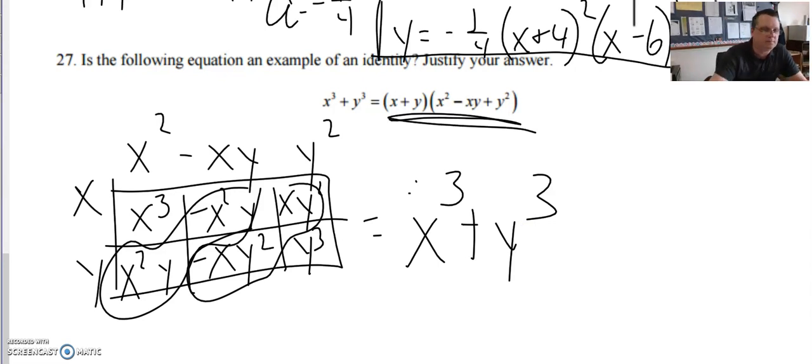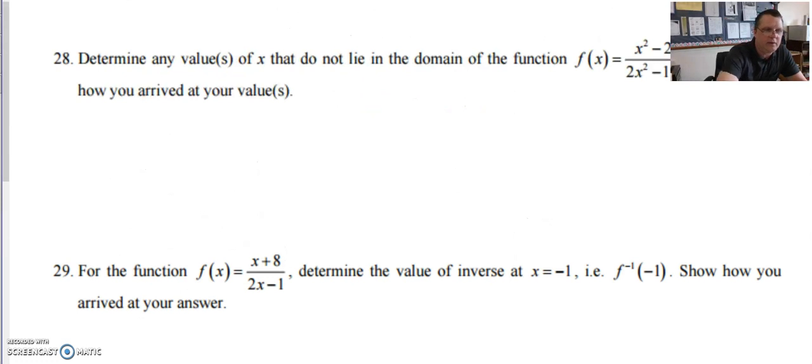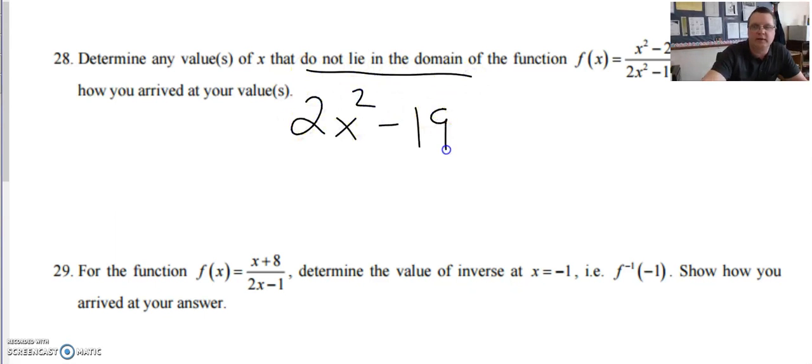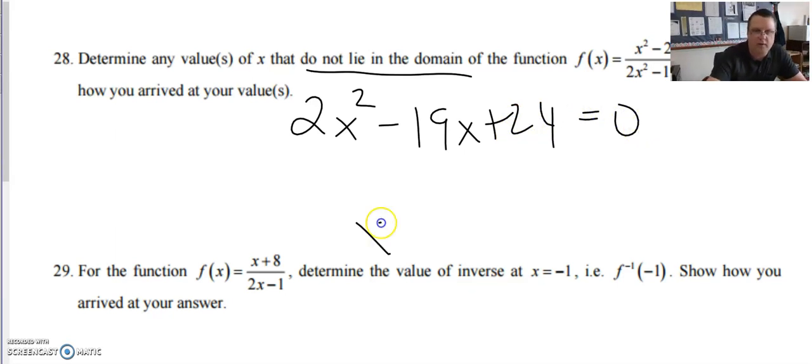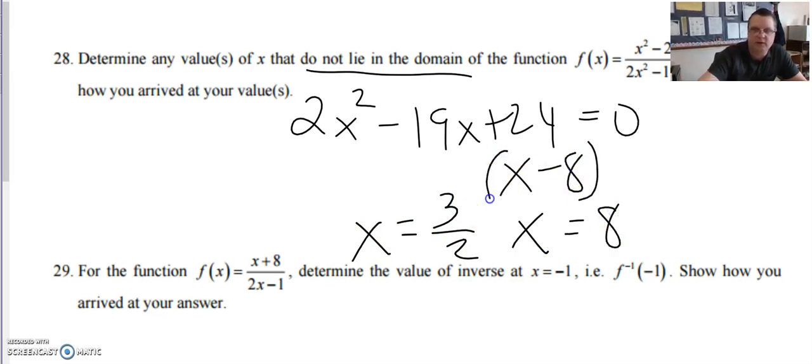That's number 27. I'll see how far I can get here in one video. 28, determine the domain of the function. The values that do not lie in the domain. So that means the 2x squared minus 19x plus 24, if that's 0, it's undefined. So what we do here is you find, menu 331 it. You have x equals 3 halves, x equals 8. So it's x minus 8 to show.